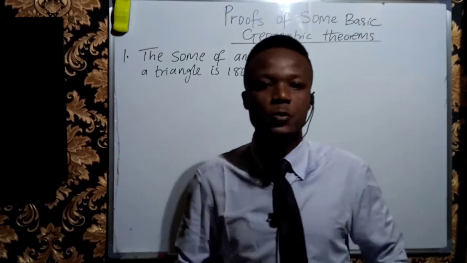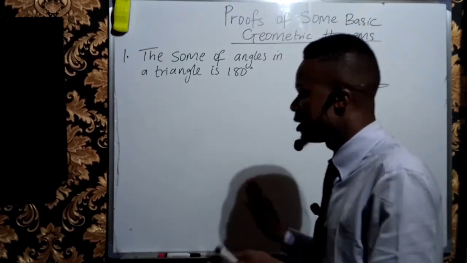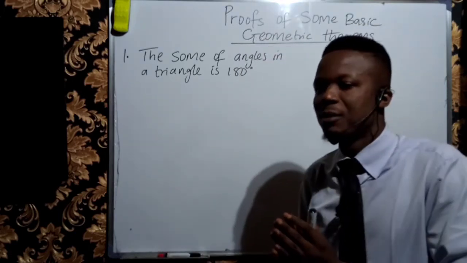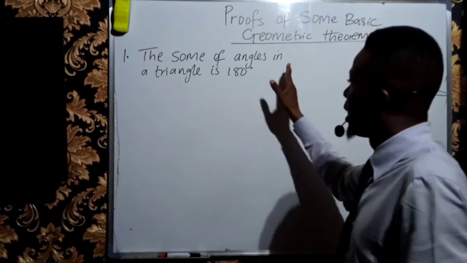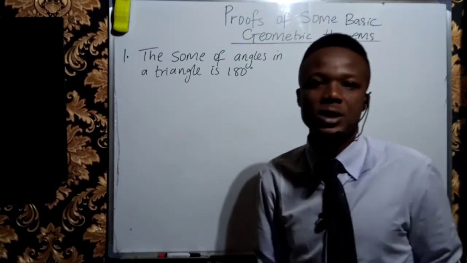Today we are going to prove some basic geometric theorems, of which one of them is the sum of angles in a triangle is 180 degrees.